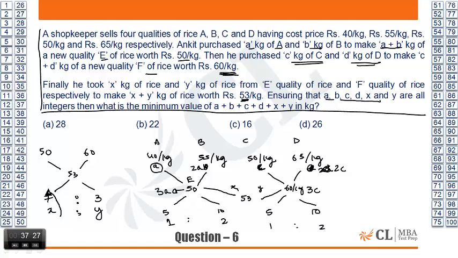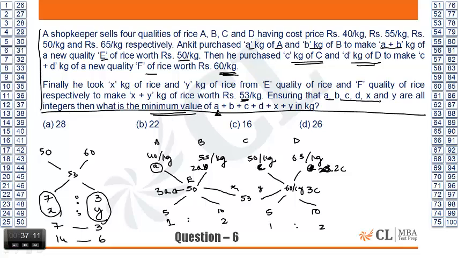Integers. Meaning X has to be equal to 7, no? X has to be a multiple of 7, and Y has to be a multiple of 3. So if he's taking 7, 3, or he can take 14, 6, and so on and so forth. That's the combination. Okay, great.